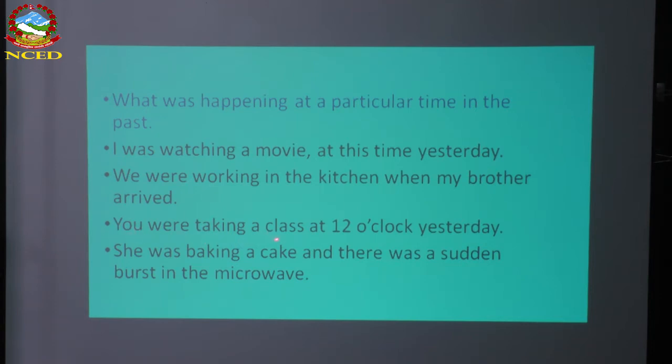You were taking a class at 12 o'clock yesterday. She was baking a cake and there was a sudden burst in the microwave. So, baking was happening, right? This is the situation used to show what was happening in a particular situation. It shows the action.